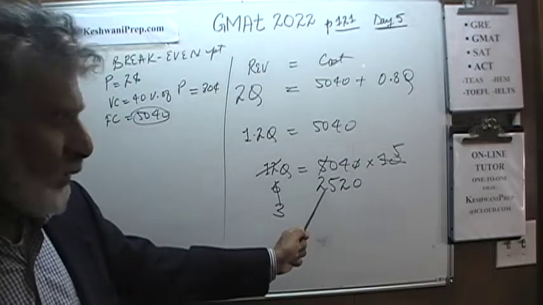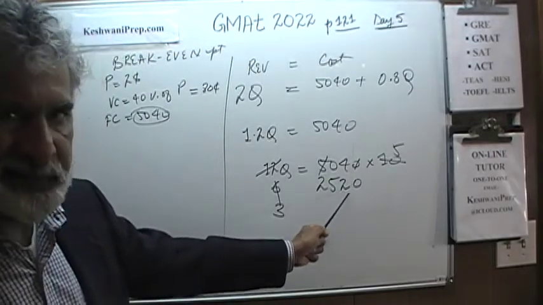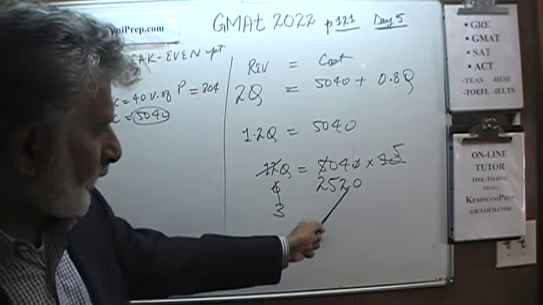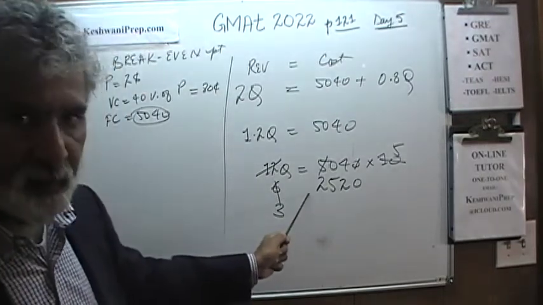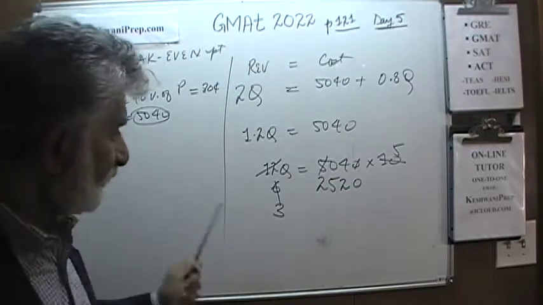And we know this number is divisible by 3 because 2 plus 5 is 7, 7 plus 5 is 9. Since the sum of the digits of this number is divisible by 3, therefore it is divisible by 3. Let's divide both sides by 3.